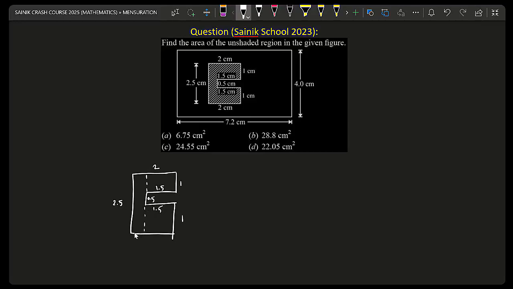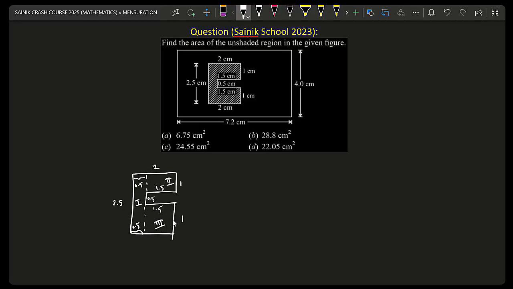Yes, sir. How to find the left rectangle area? Sir, 2.2 minus 1.5 equals 0.5. Very good, so this is 0.5. Similarly, this is also 0.5. Let us say this rectangle is named 1, this is 2, and this is 3. What is the area of region 1?